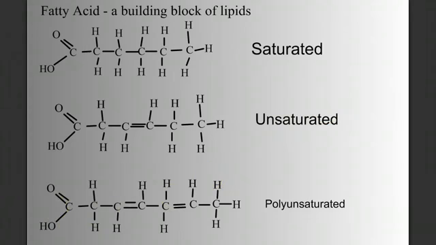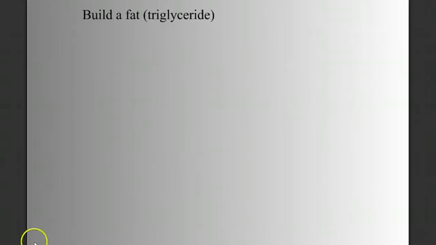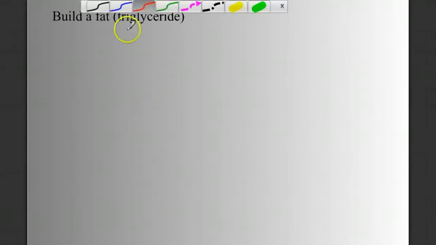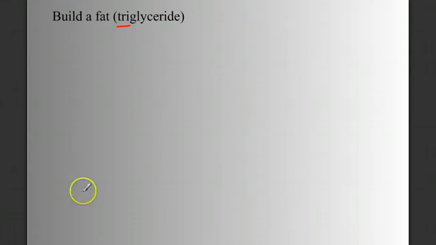Now fatty acids are a building block, so let's put together a typical fat or a triglyceride. Let's build one. Here's the first question, and I'll say ahead of time it's a trick question. How many parts are there to a triglyceride? Well, like I said, it's misleading. You might think there are 3, but let's wait and see.